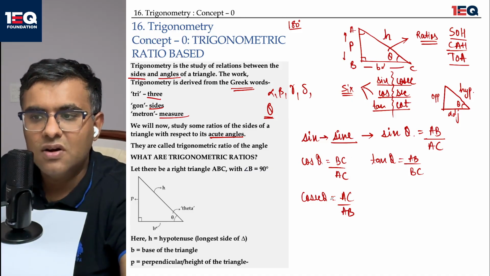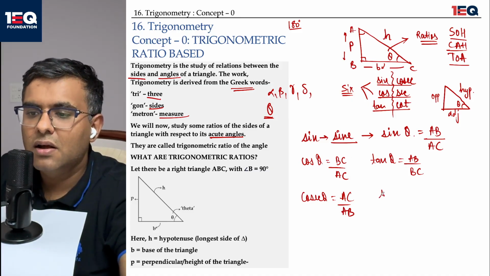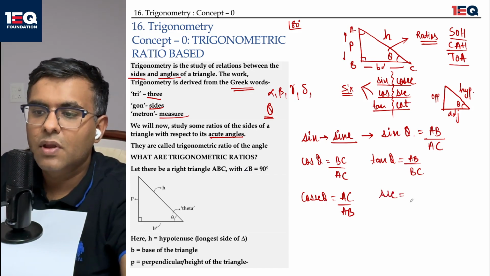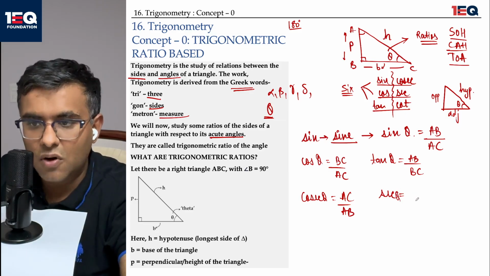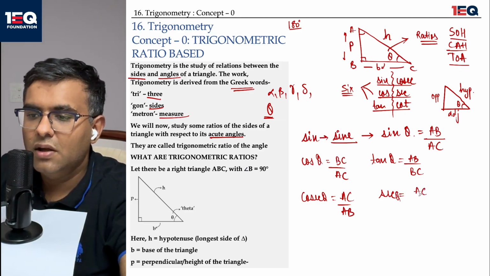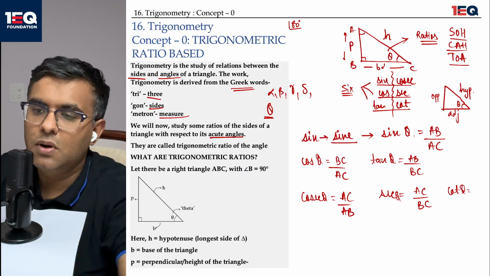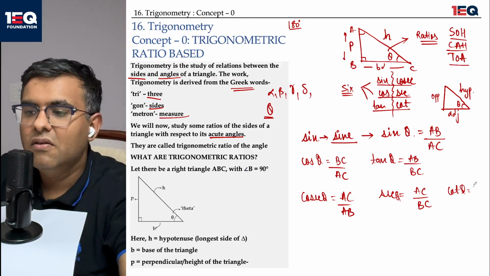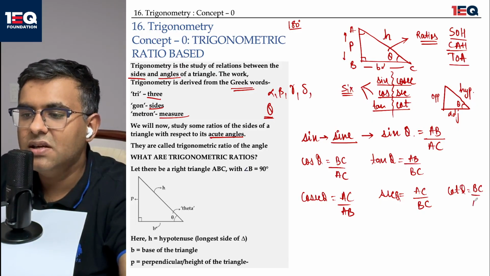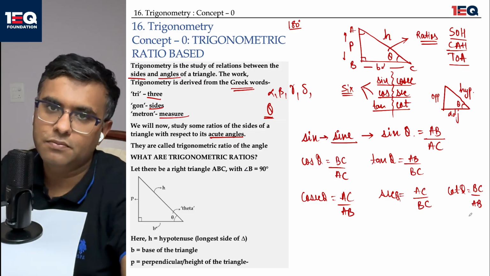Similarly, I have sine, cos, tan, cosec. Let me talk about sec. Sec theta is the opposite of cos, so it would be AC upon BC. Cot theta would be the reciprocal of tan theta, which is equal to BC upon AB.